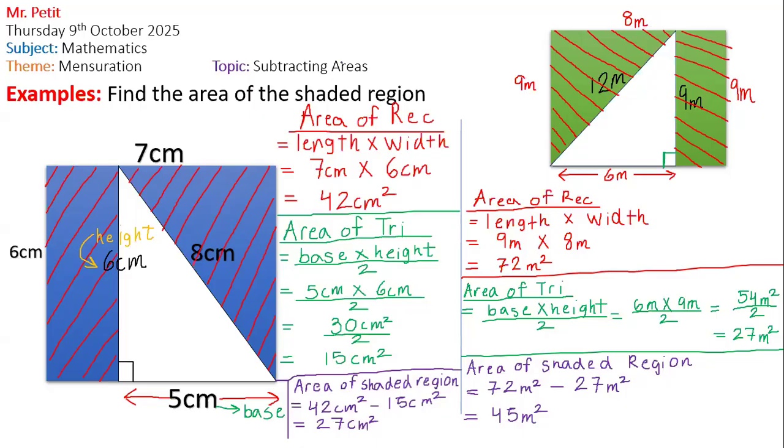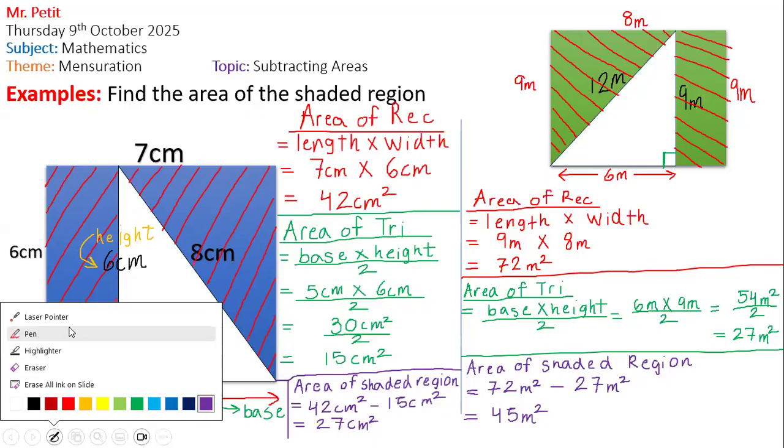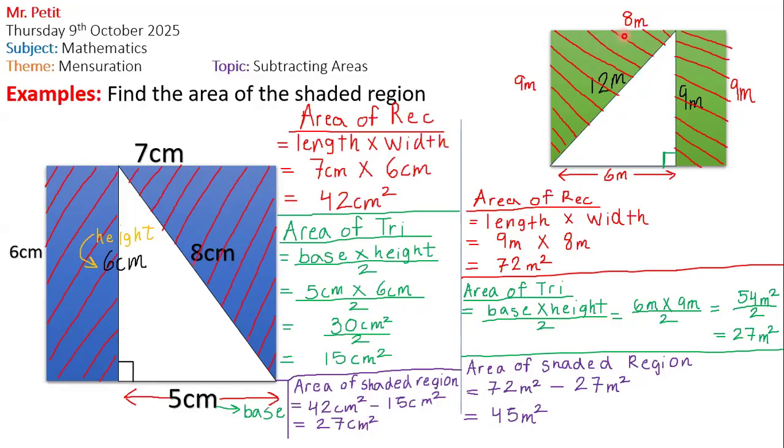Let me know, please. So that means that this area, the area of the red part, that's 45 meters squared. So in each case, we found the area of the red part, the area of the shaded region. All right, and we get that by subtracting the two areas. Okay. Do you all understand this? Let me know, please. Yes, sir. All right, perfect.